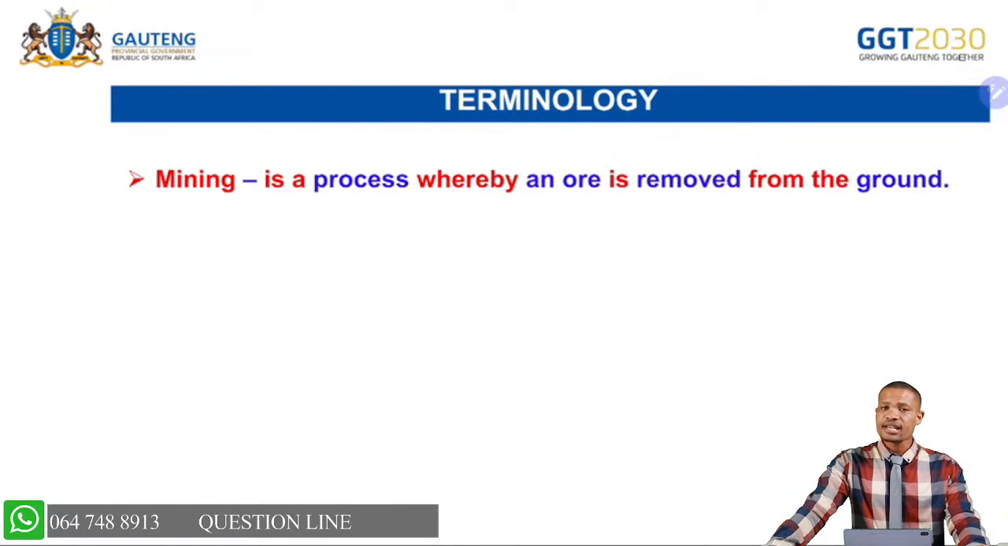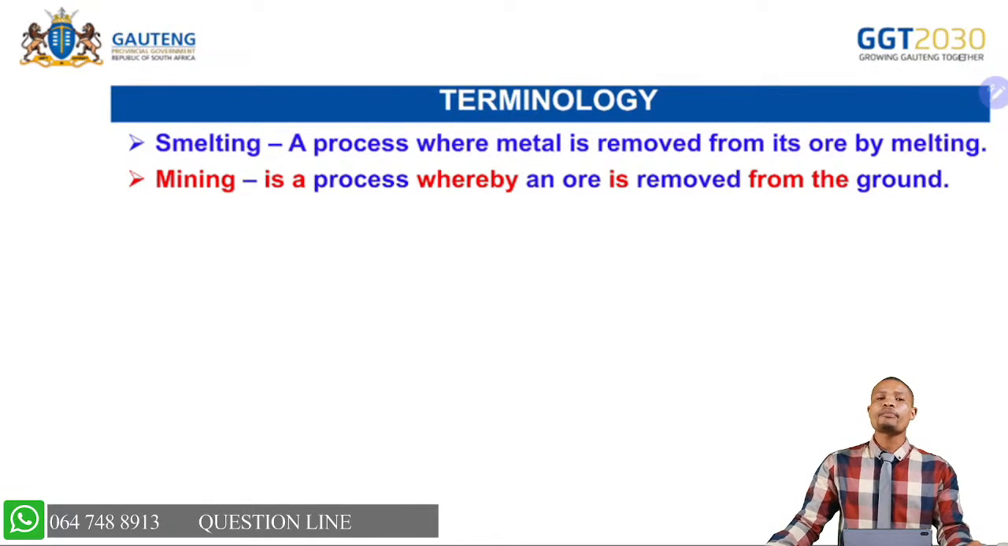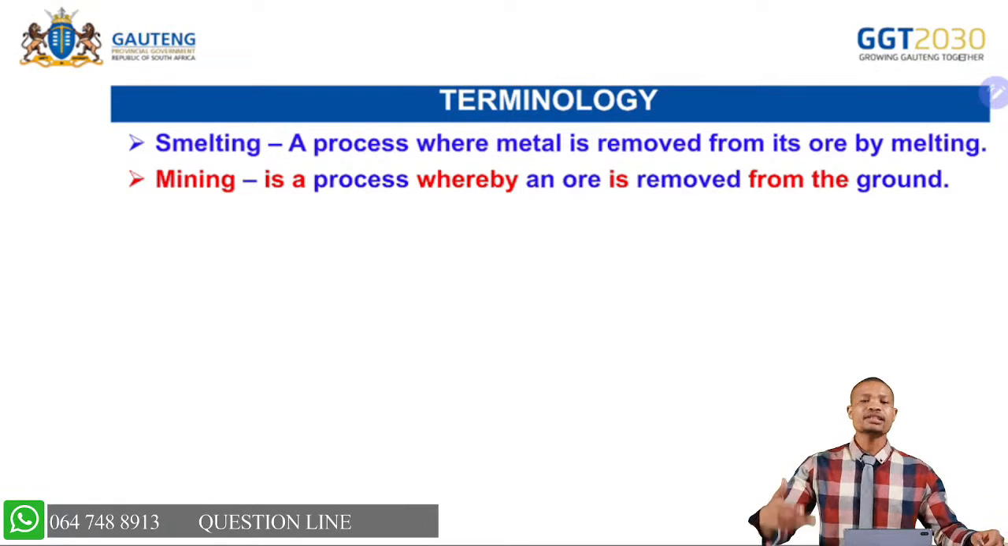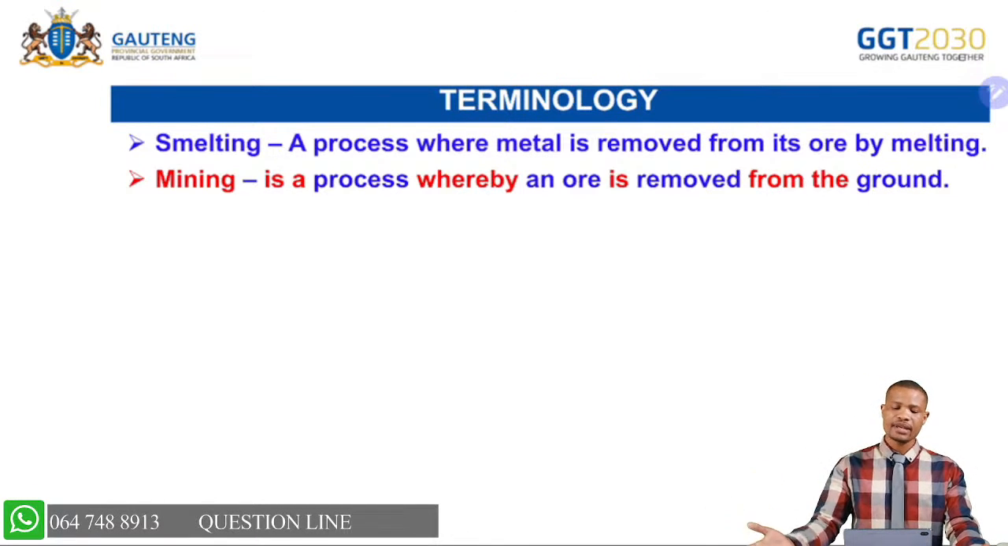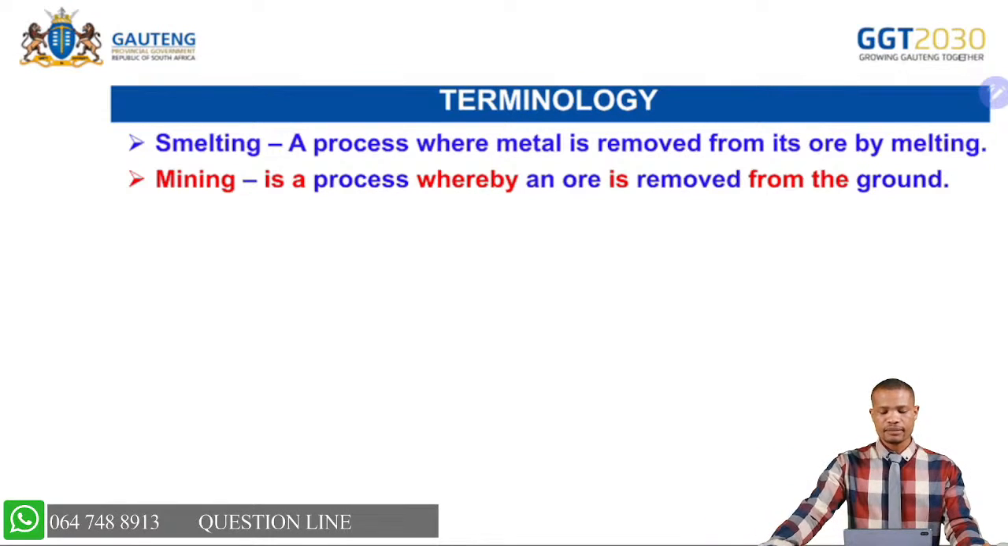Mining is a process whereby an ore is removed from the ground. Smelting is a process where metal is removed from its ore by melting. So smelting means melting of a metal. Okay, we're melting an ore to remove a metal.